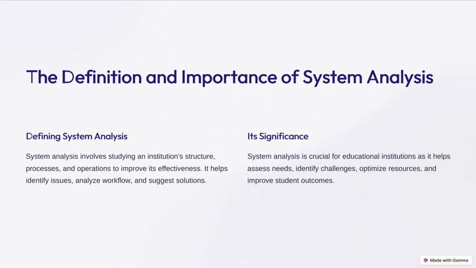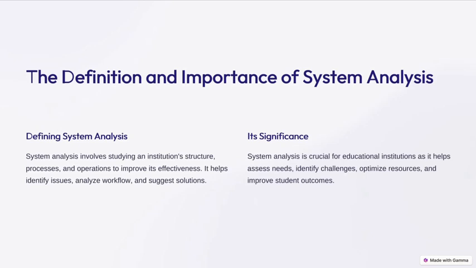First, we're going to define and also discuss the importance of system analysis in any institutions. So the definition of system analysis: it involves studying an institution's structure, processes, and operations to improve its effectiveness, and it will help identify issues, analyze workflow, and suggest solutions. So again, it involves identifying problems, analyzing workflow, and recommending solutions to improve efficiency.